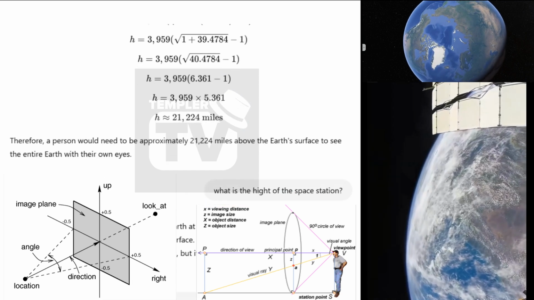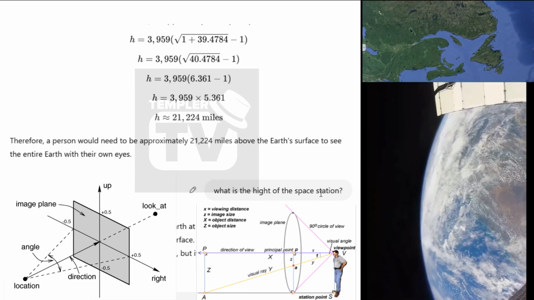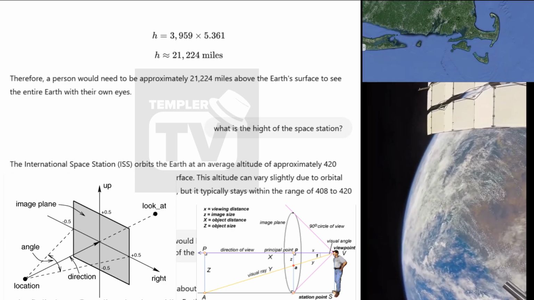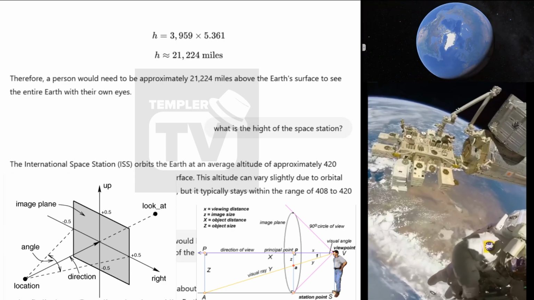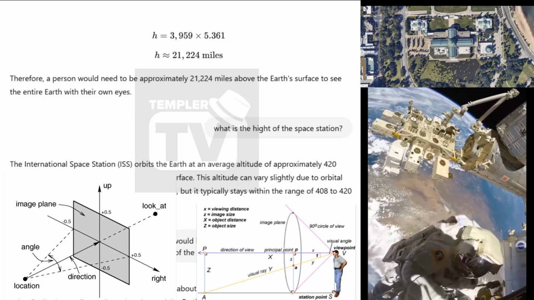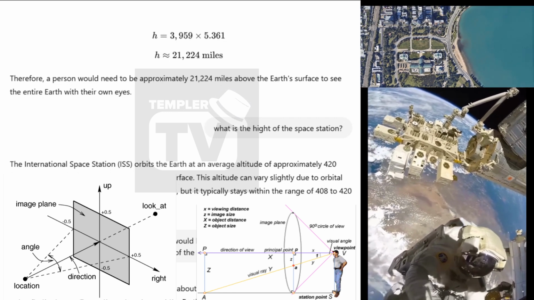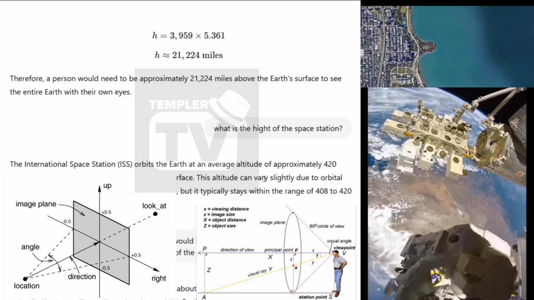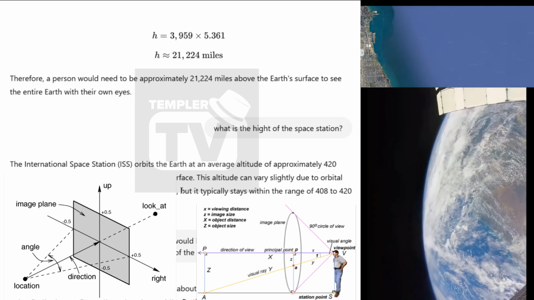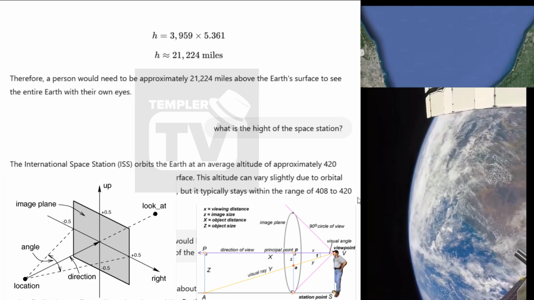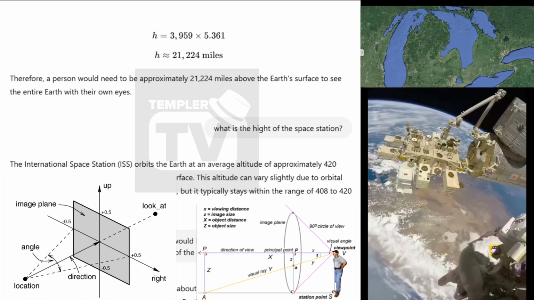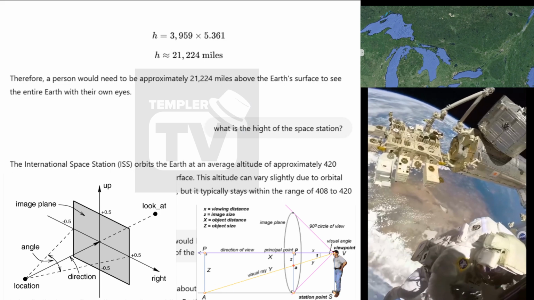Okay. What is the height of the space station? The International Space Station, ISS, orbits the Earth at an average altitude of approximately 420 kilometers, about 261 miles, above the Earth's surface. This altitude can vary slightly due to orbital adjustments, atmospheric drag, and other factors, but it typically stays within the range of 408 to 420 kilometers, about 253 to 261 miles.